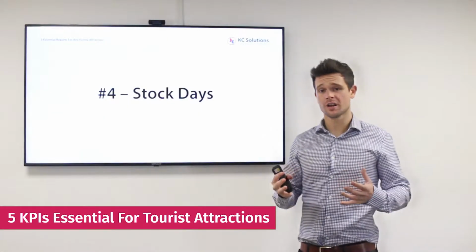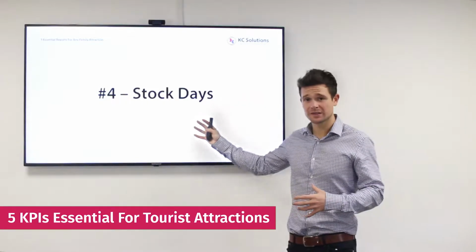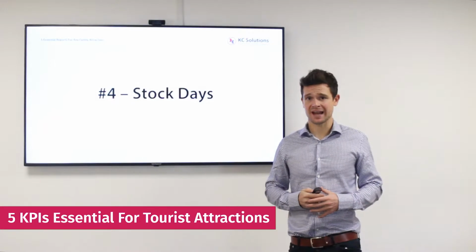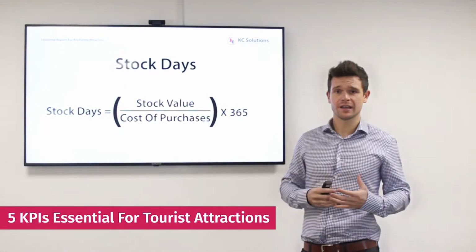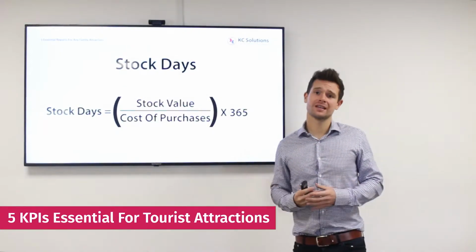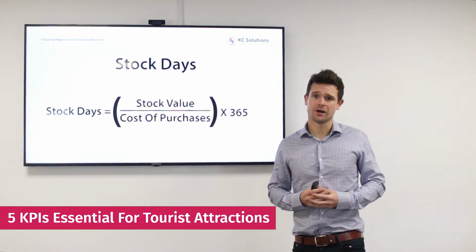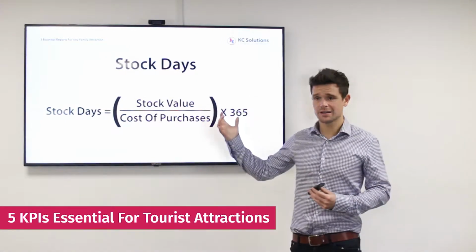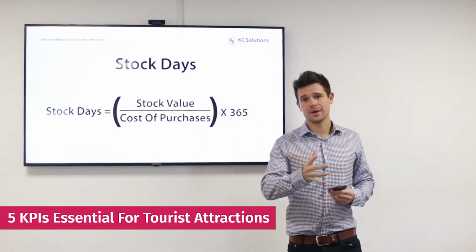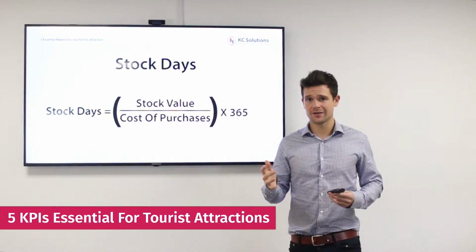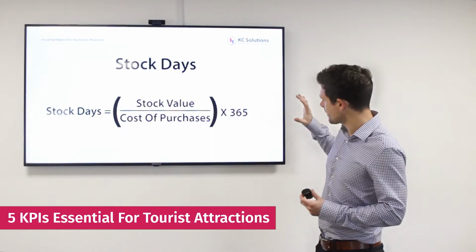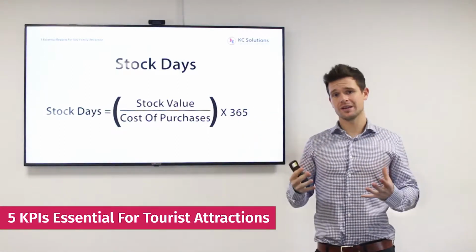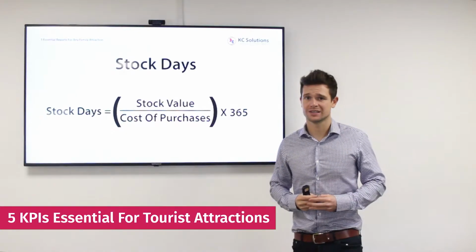This fourth report is all about cash flow, talking about stock days, how long your stock is sat on the shelf not converted into cash. There's a very simple calculation we can do at the end of the month or the end of the year to give you an average of how long your stock is sat on those shelves. Take your stock value at the end of the month or the end of the year, divide it by cost of purchases over that period, and either times it by 365 for an annual or 30 for a monthly. That will give you an average of how long your stock is sitting on the shelves.